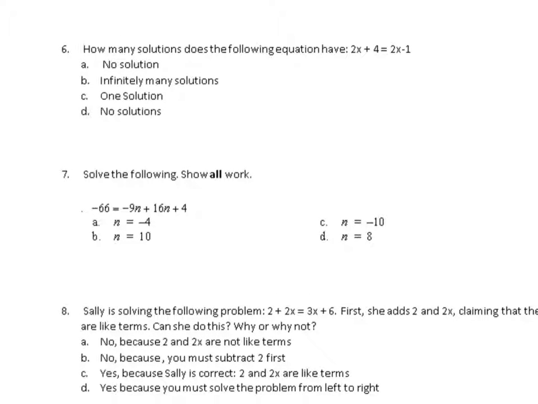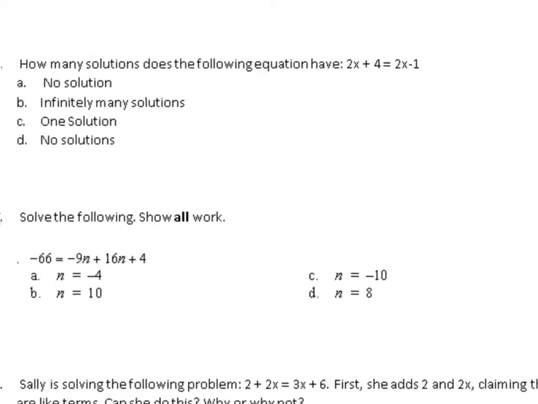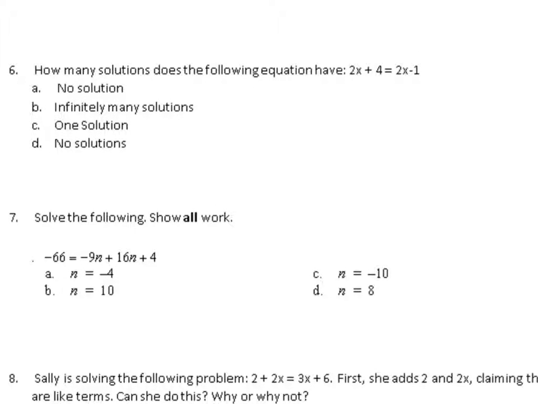Number 6. How many solutions does the following equation have? So I'm going to solve this one. How do I go about solving it? Minus 4 on each side. Yep, you can subtract 4 on each side. I have 2x equals 2x minus 5. And then what? You subtract the 2x from each side. What does that mean? No solution. Right.